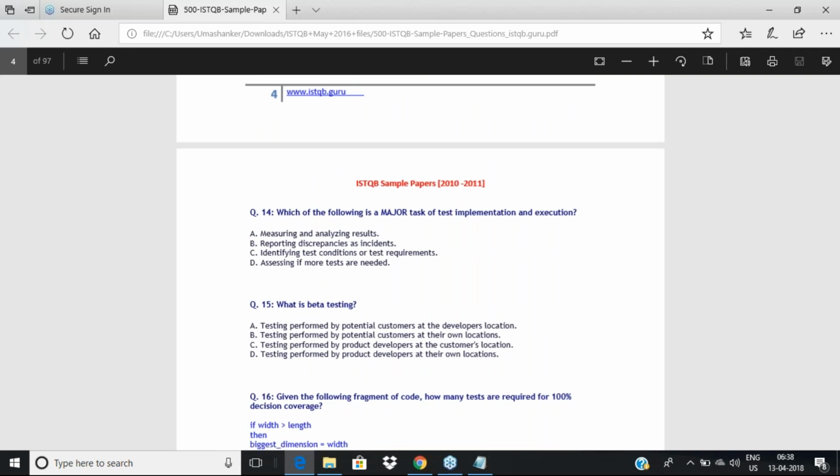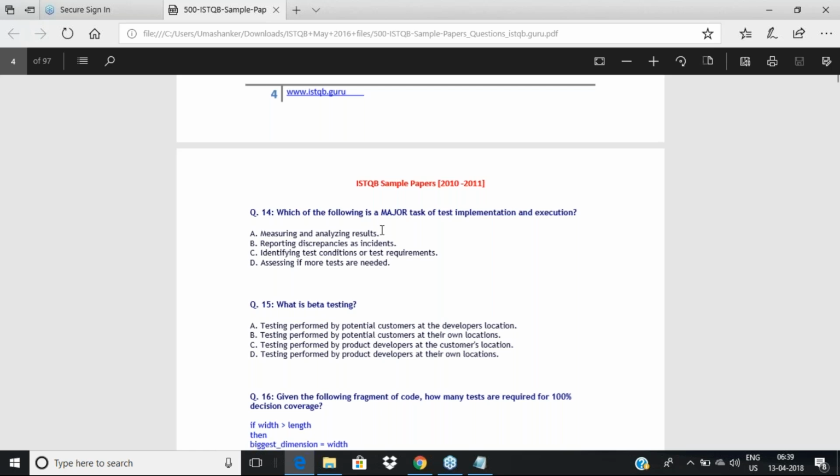Okay. Which of the following is a major task of test implementation and execution? So it's basically from the testing tasks. Which of the following is a major task of test implementation and execution? Measuring and analyzing the results, reporting discrepancies as incidents, identifying test conditions or test requirements, assessing if more tests are needed.